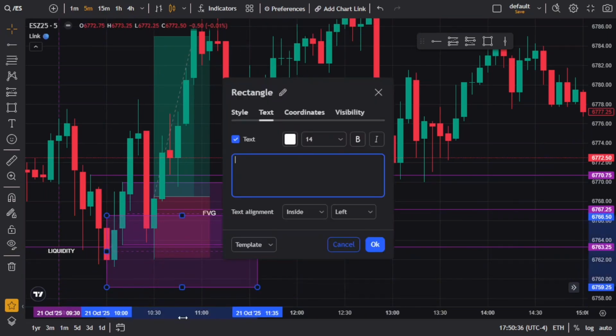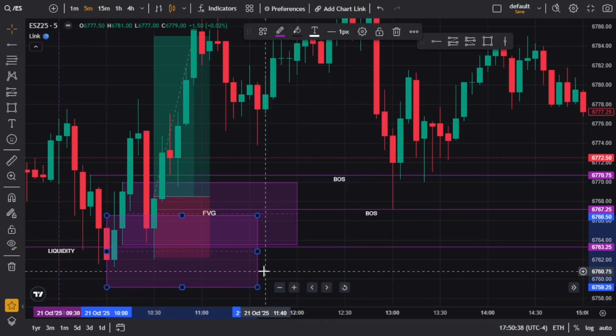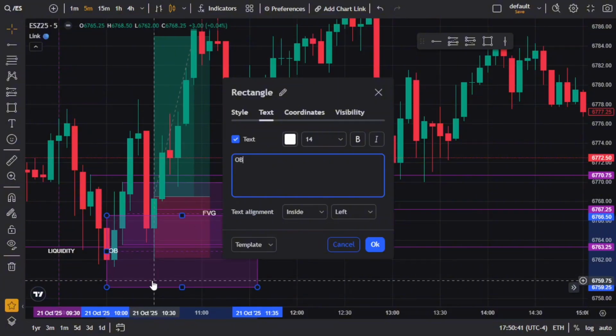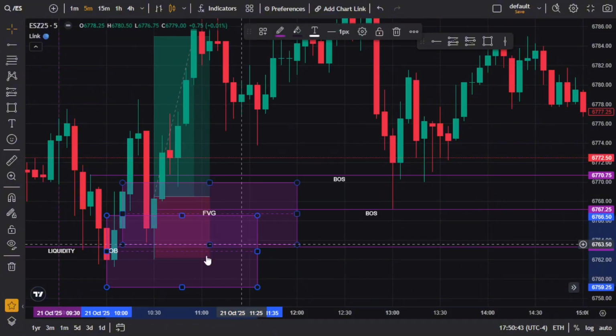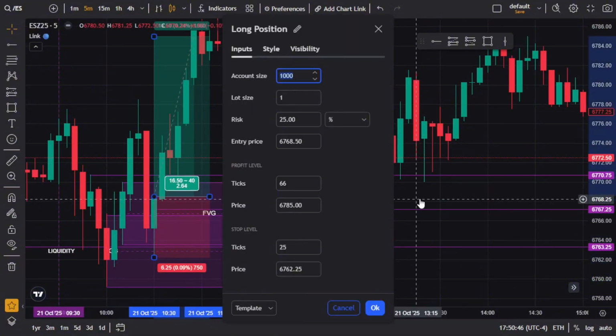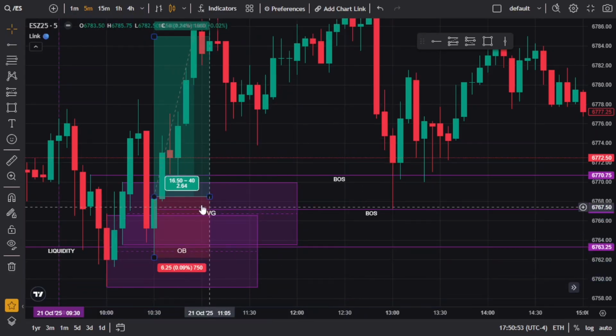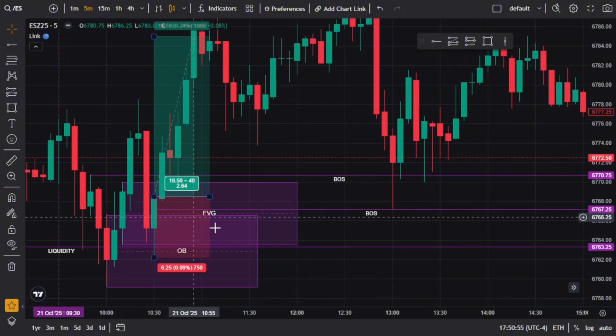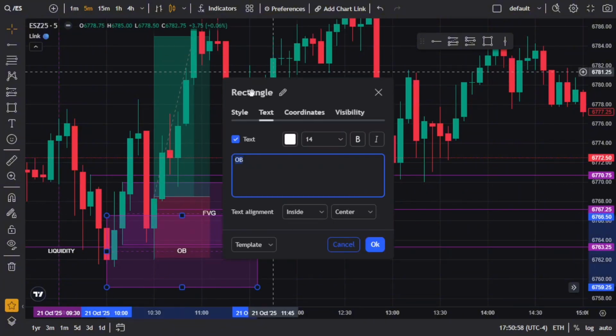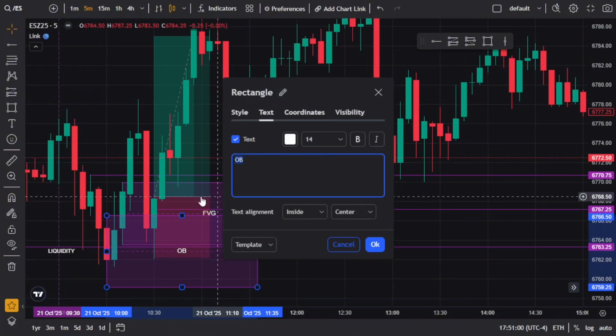We're going to type in our boxes, order block. I always use OB. I always use abbreviations. Okay. Center, there we go. I always keep it to the center, middle. That's how I keep my settings for my rectangles. Inside center is what I always do.